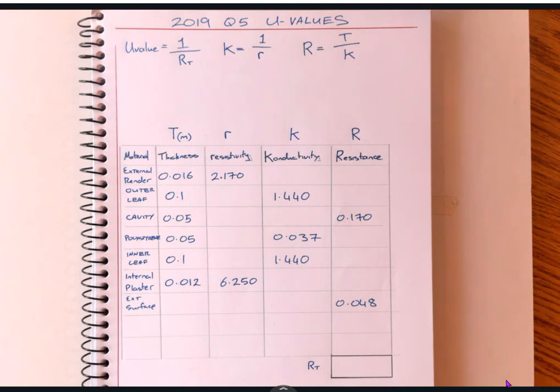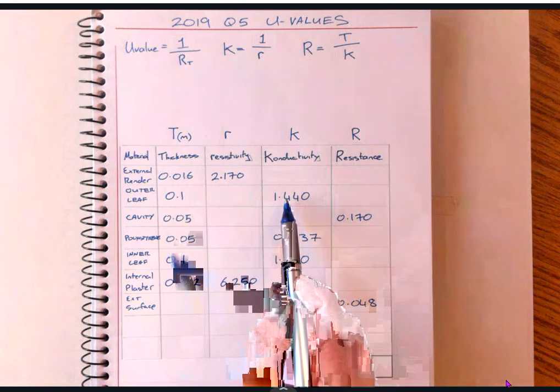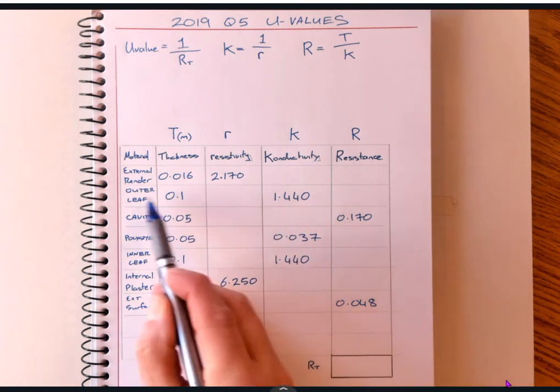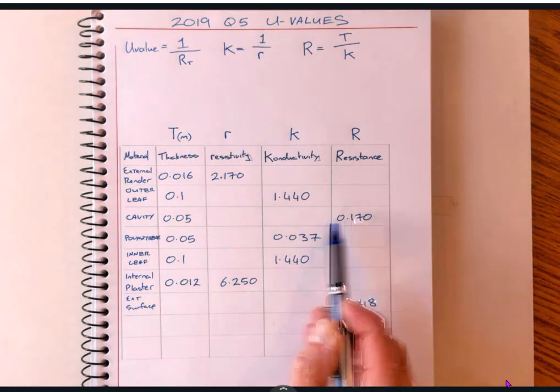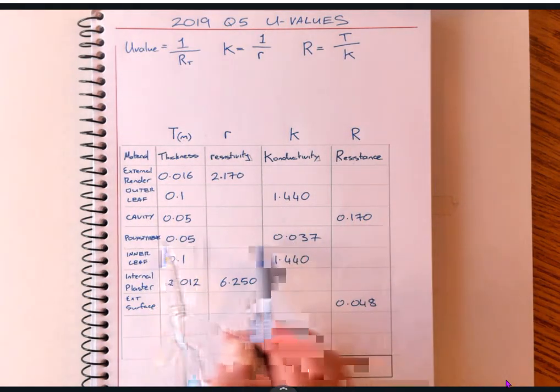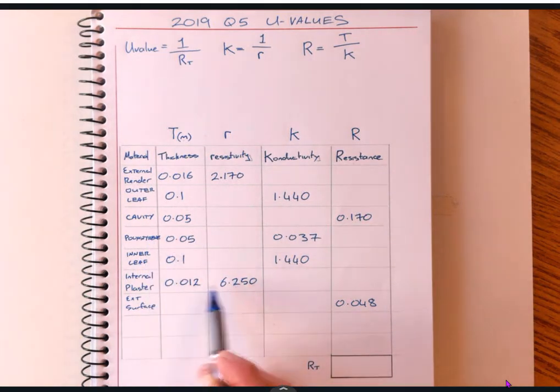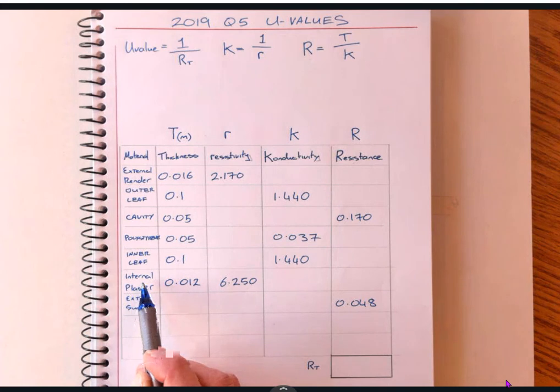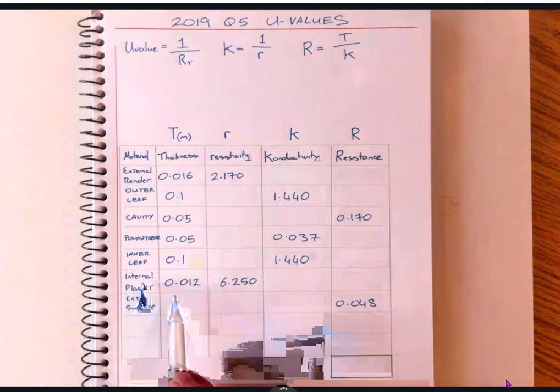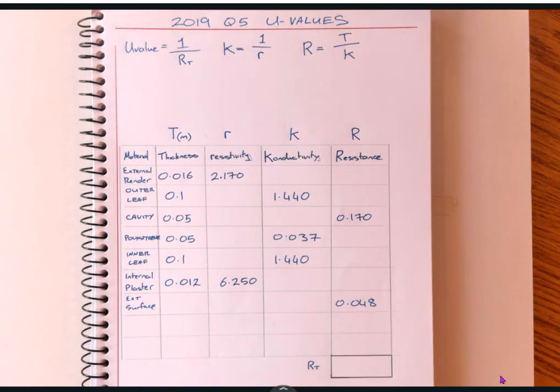I've inputted almost all the measurements now. So I had a conductivity measurement for the outer leaf, resistance for the cavity, conductivity for the polystyrene, conductivity for the inner leaf, and a resistivity for the internal plaster. I've already put in the external surface. The last one I need to put in is the internal surface.